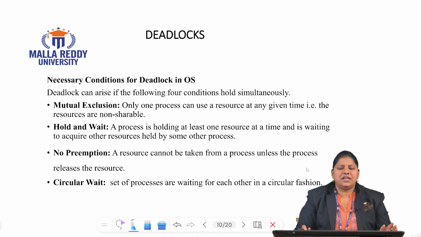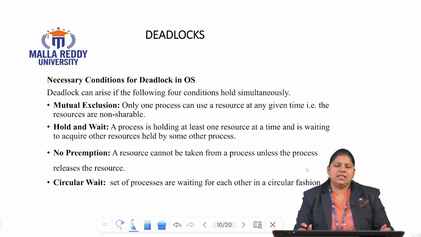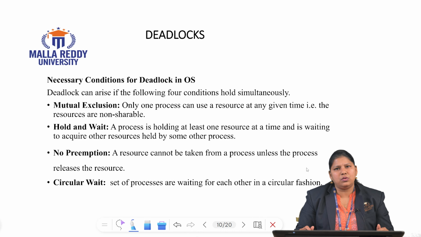So, the necessary conditions for deadlock in an operating system. Deadlock can arise if the following 4 conditions hold simultaneously. So what are the 4 conditions? Mutual exclusion, hold and wait, no preemption, circular wait. First, coming to mutual exclusion. Only one process can use a resource at a given time. That is, resources are non-shareable.